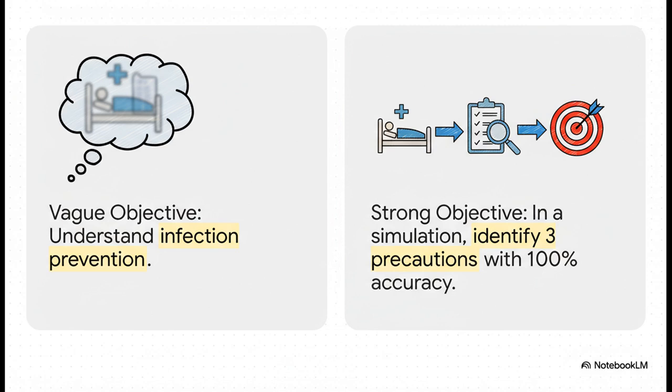First, the conditions. Here, it's the simulated patient scenario. Second, the behavior. What will the learner actually do? They'll identify precautions. And third, the criteria. How well do they have to do it? With 100% accuracy. Now that is a blueprint we can actually build from.